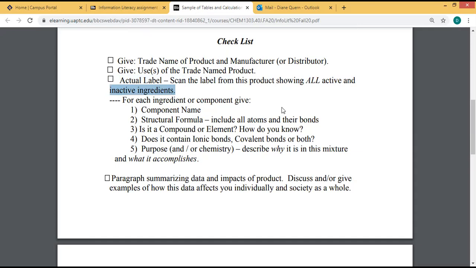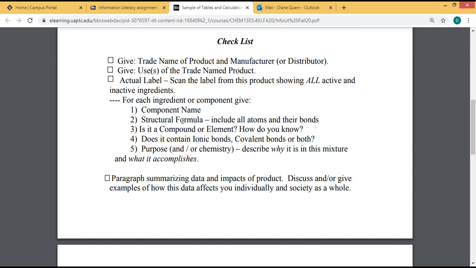Now, after that, for each ingredient, you're going to do the following. So these same 5 things for each of the 10 or more ingredients included in your product. You're going to start by giving the component name. Okay, so what's the name? What's the ingredient name? I need to know what you're about to characterize, right?